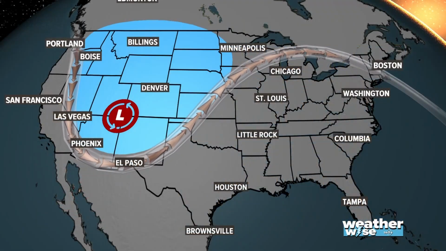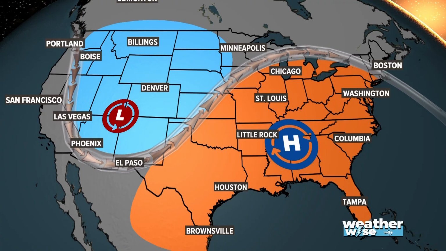Let's take a look at this example. We got a trough off to the west, and we have an area of high pressure to the east.